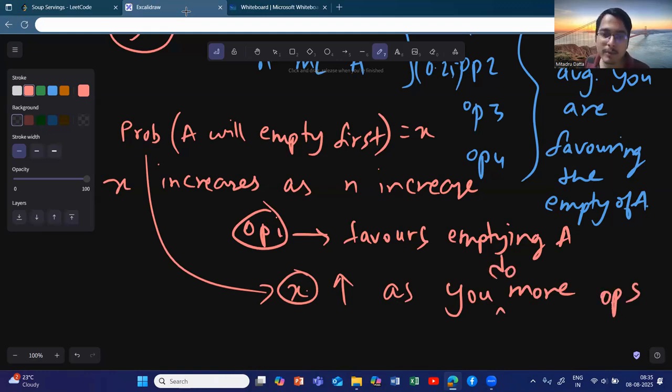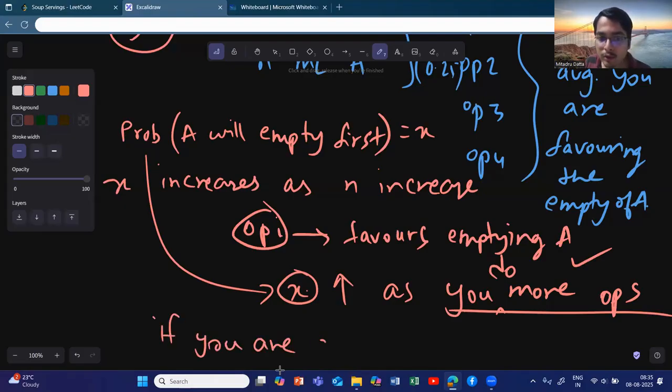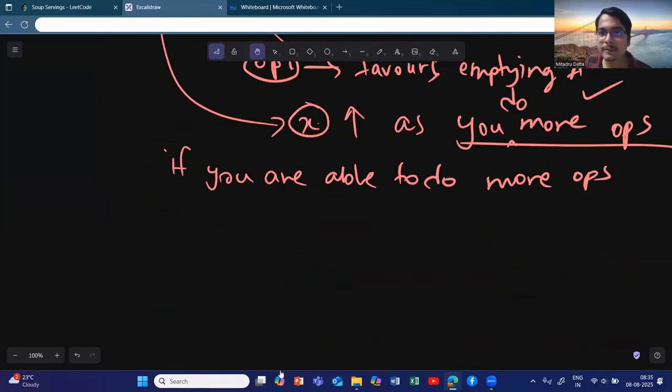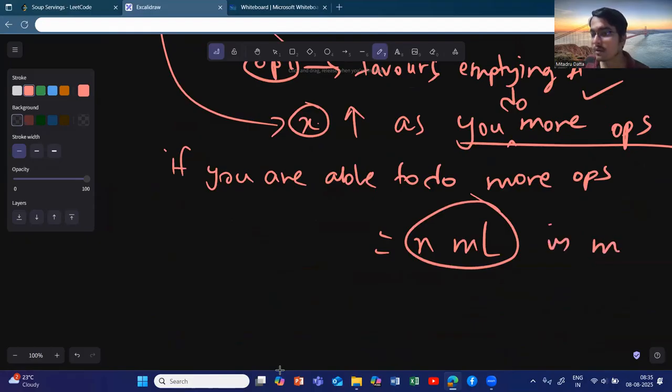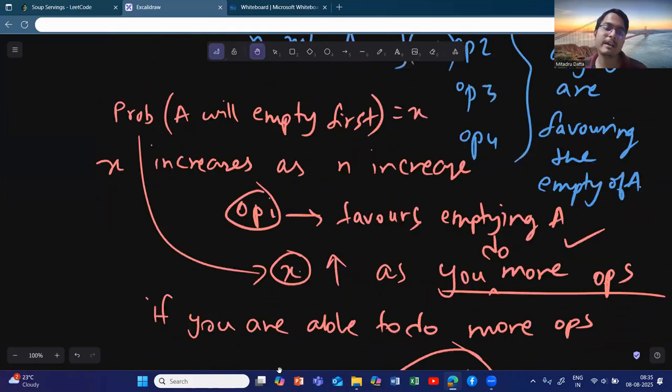Okay, so if an operation on average favors emptying A, the probability that A will empty first increases as you do more operations, right? And how can you do more operations? If you are able to do more operations, it simply means that n is more. N ml, the initial value which was given to you, is more. So you can say that if n is more, then this probability x increases. Okay, if it's increasing, definitely there will come a time when it becomes 1.